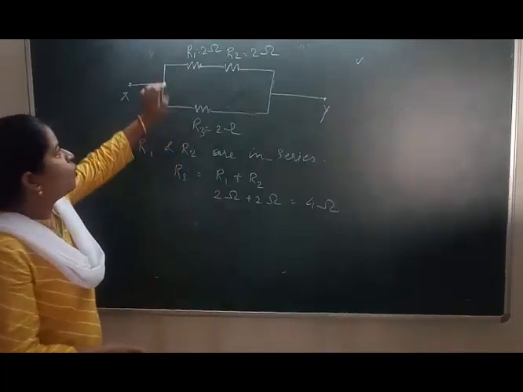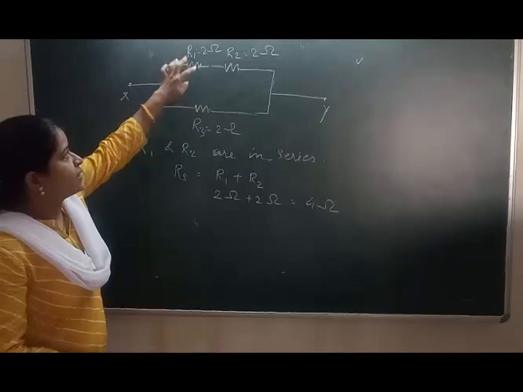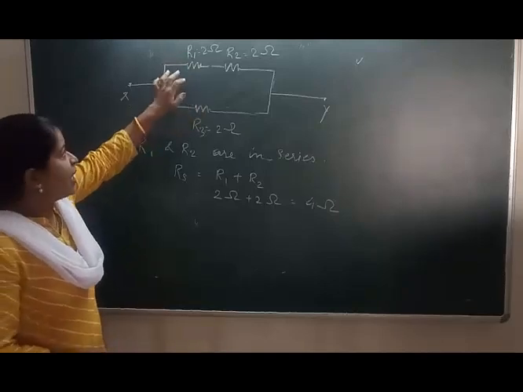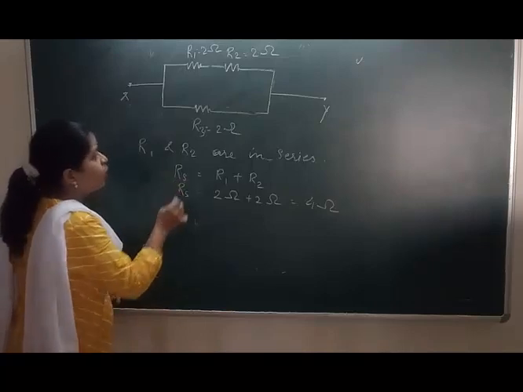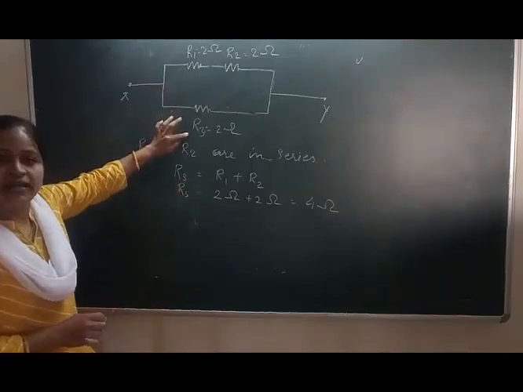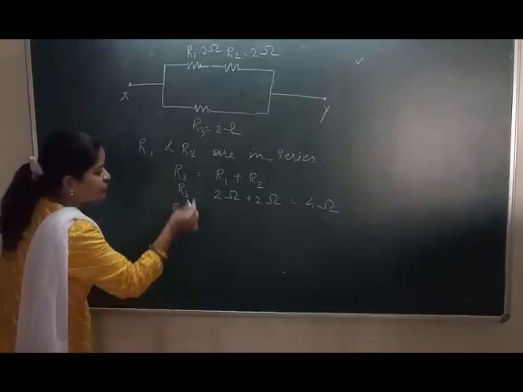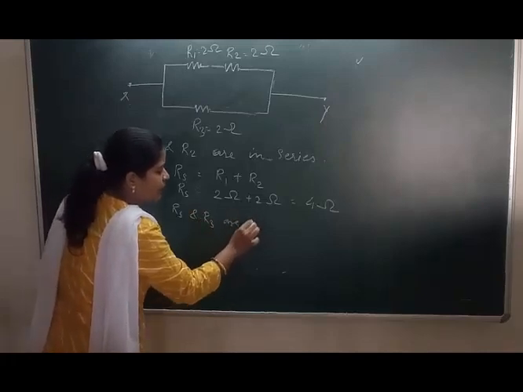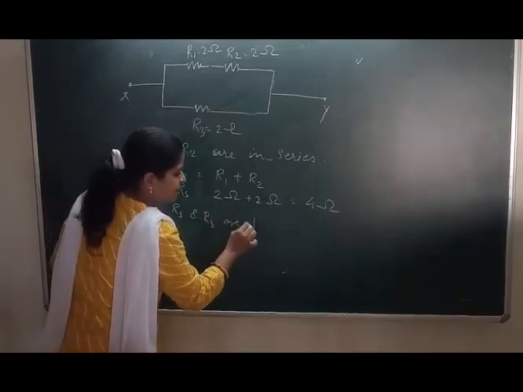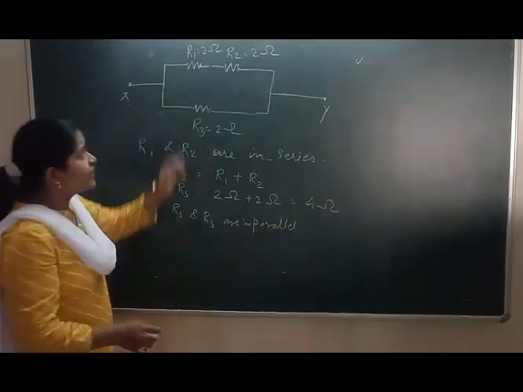Okay. Now what do you get? Now they both are in parallel. R1 and R2 were in series, and we found out Rs. So now Rs and R3 are in parallel. Rs, which we found out, and R3 are the resistors in parallel.